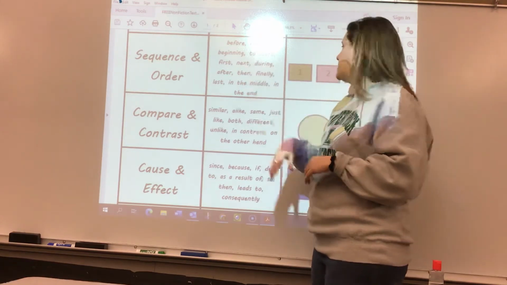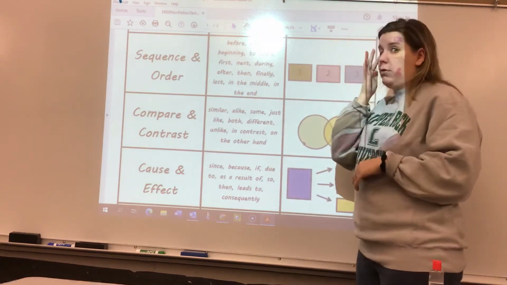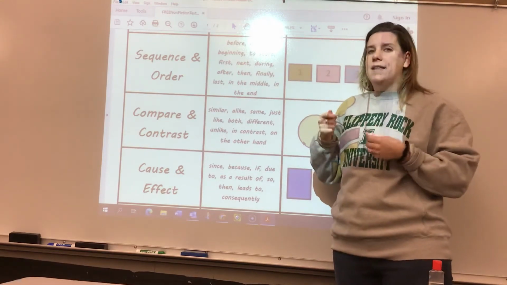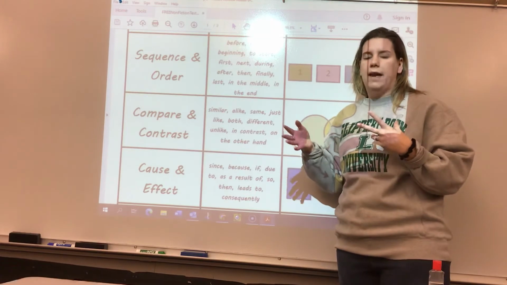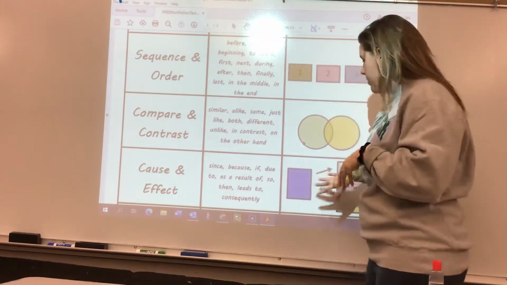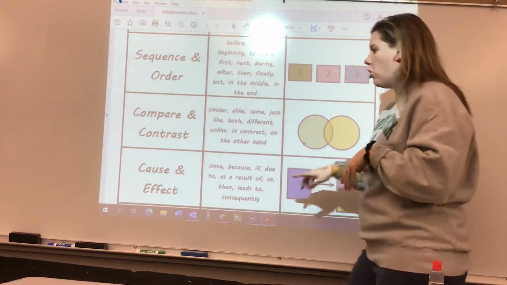Here are some examples. And again, the graphic organizer that goes along with this would be in order. A lot of times you're going to see it being a timeline. And today you are going to fill out a timeline. It has some spots filled out, and you're going to fill out the rest of them. And the last one you're going to do is cause and effect.